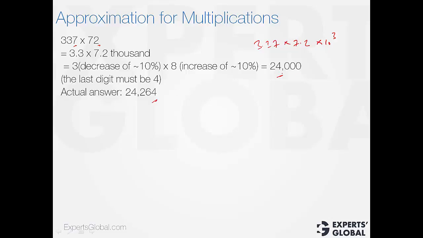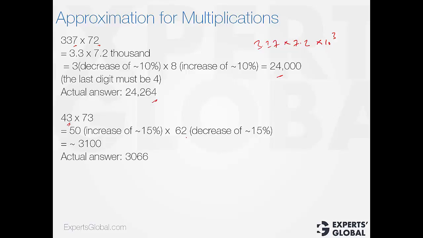Take another one, 43 into 73. So see, very quickly I have made this a 50, an increase of 15%. So decrease this by 15%, roughly decrease it by 10 or 11. 62, that's approximately 3100, and the real answer is quite close, 3066. 64 into 91, so I've increased this by 10%, so decrease this by 10%, 57, 58 something.